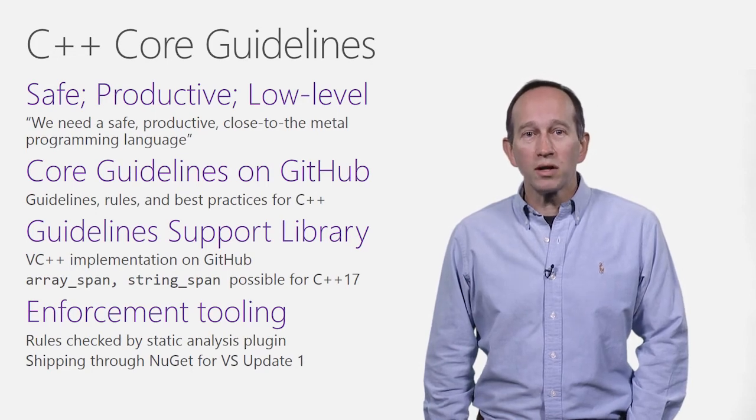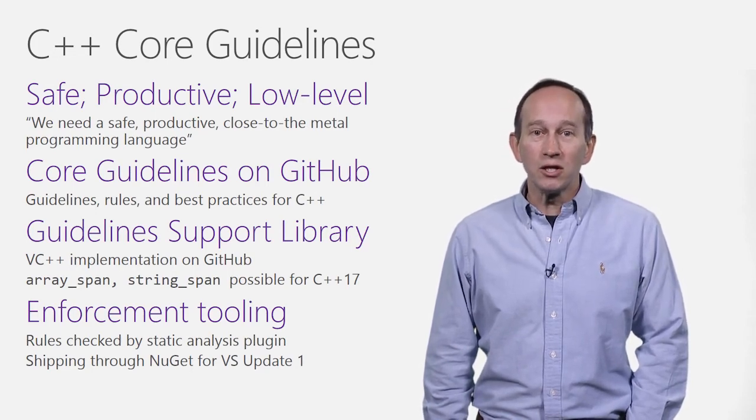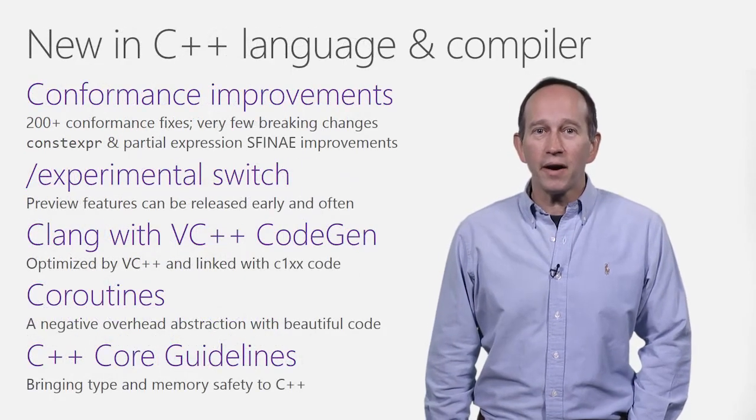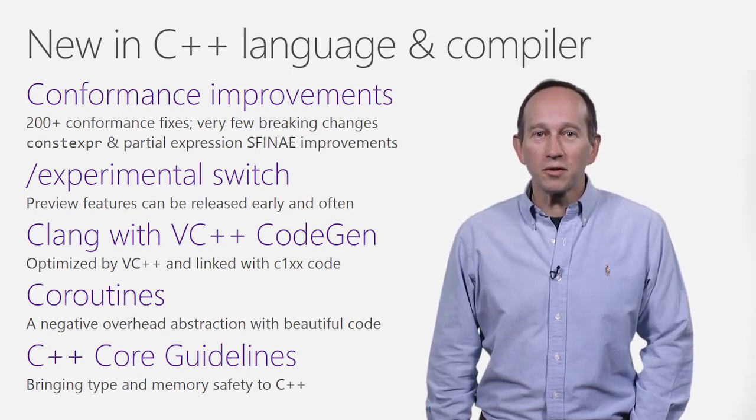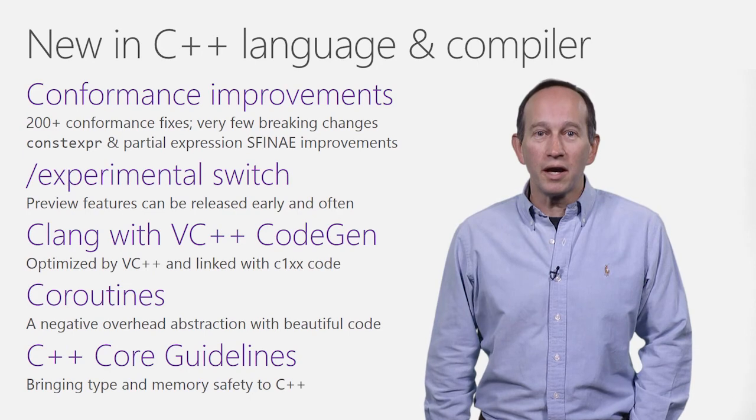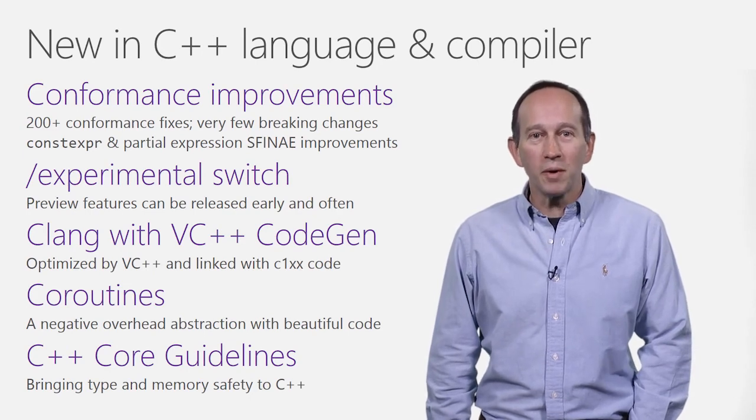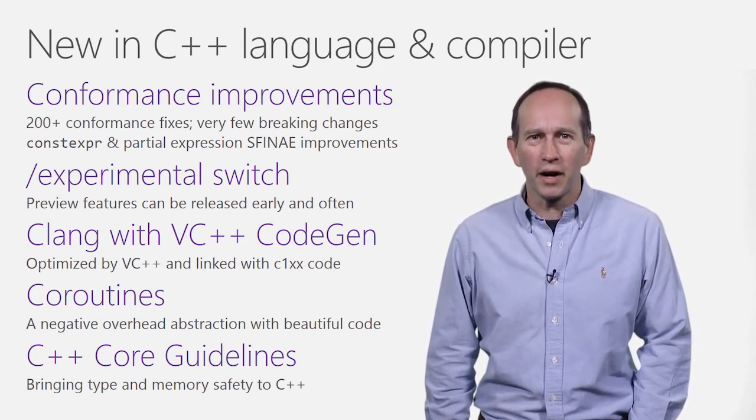Both the guideline support library and the guidelines checkers will be released as NuGet packages with Update 1, so that you can plug them into your project easily. And there you have it. What are you getting with this update? We support more standard C++ code, bring new features to you, enable entirely new scenarios, and help you make your code better, safer, and more correct.